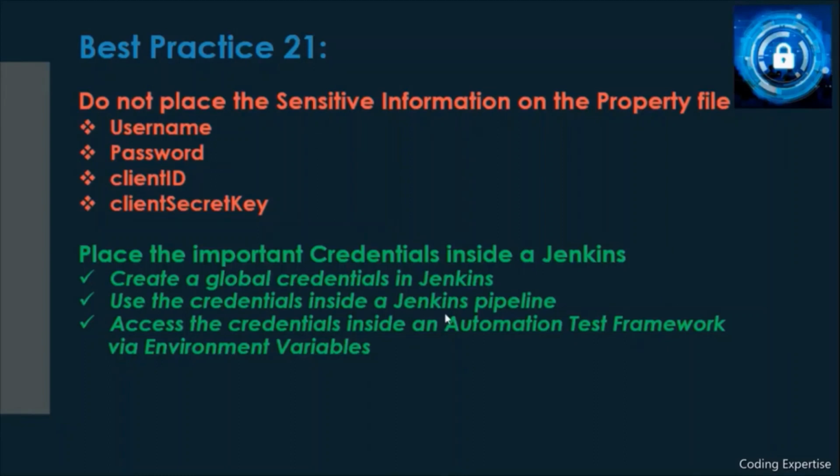We can create global credentials and place a username and password over there. These credentials can be used inside a Jenkins pipeline script. So through environment variables, credentials can be easily accessed inside an automation framework. One last thing, in your project, if you have already confirmed that the username and password are not that confidential, then it is fine to place the information in the property file. Okay, let's move on.